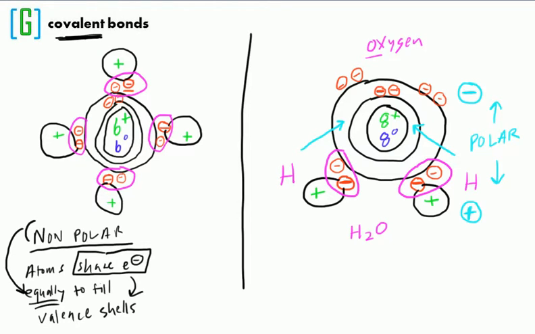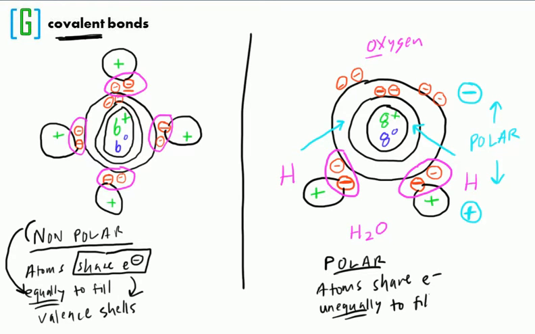And that brings us to our final definition, which is the definition of a polar covalent bond. And a polar covalent bond, very similar to a nonpolar covalent bond, is when atoms share their electrons, because that's really just the definition of a covalent bond, atoms sharing electrons, but they share them unequally. That's the major difference here. They share their electrons unequally in order to fill their valence shells.